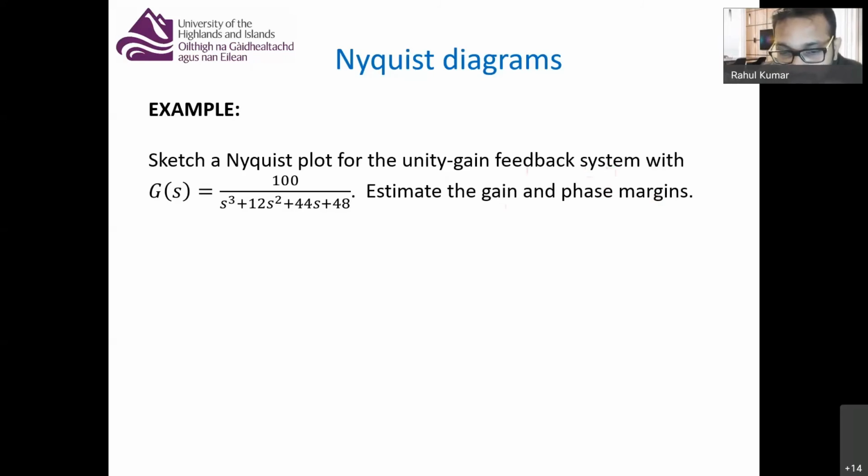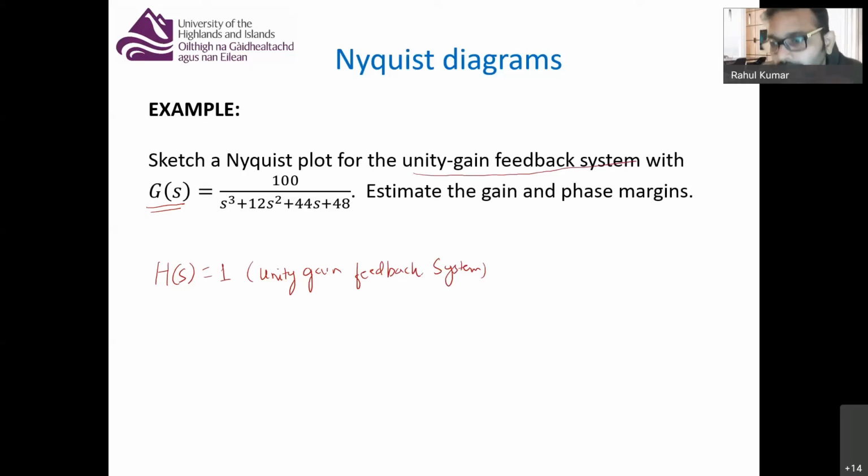So since it is a unity gain feedback system, G of S is given, and H of S will be 1 because it is a unity gain feedback system. So the feedback gain H of S will be unity. Yeah, 1. So as a first step for plotting the Nyquist diagram, we have to calculate the open loop transfer function.